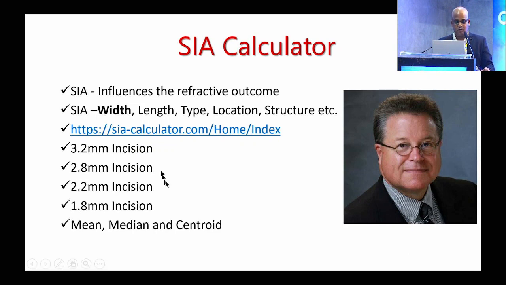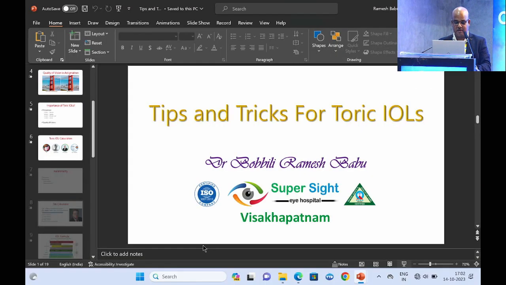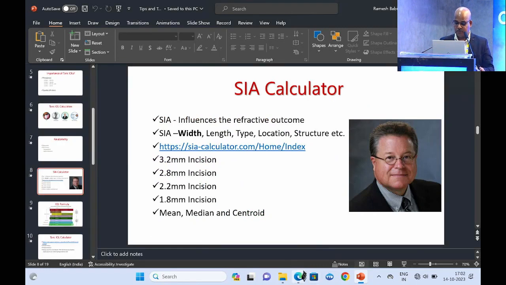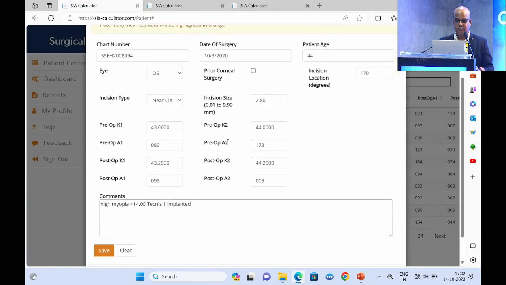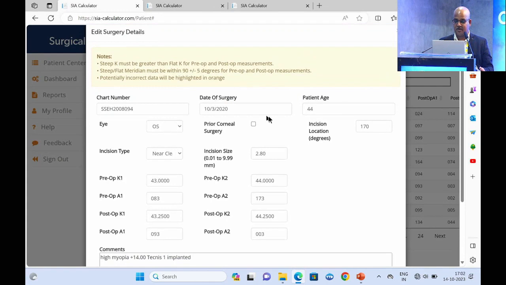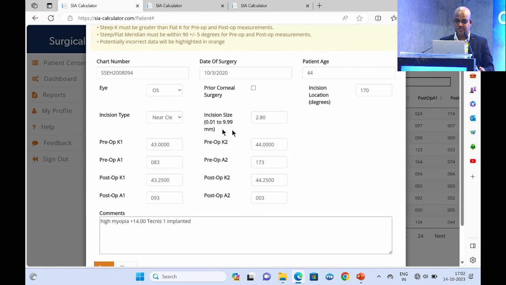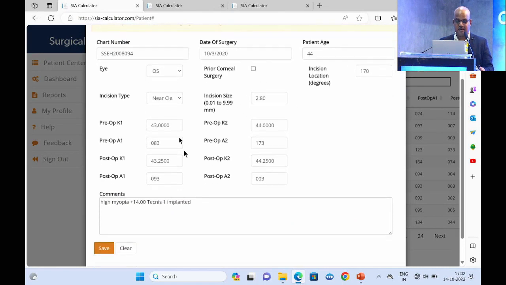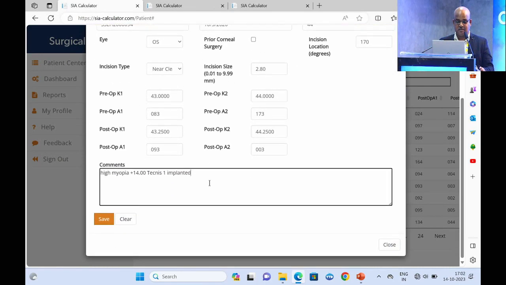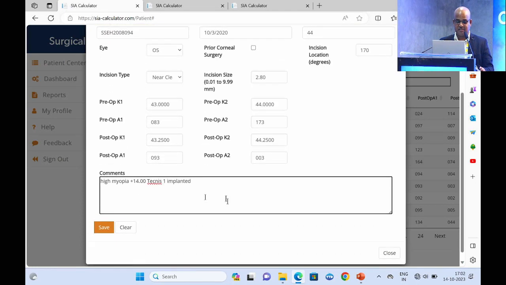We need to know about these incisions, how much astigmatism they induce. We need to know the mean, median and centroid. For this I will show the values we need to enter: right eye or left eye, date of surgery, age, incision location, type of incision and incision size. We need to enter the data, and we can enter any comments also. We can save by saving this.